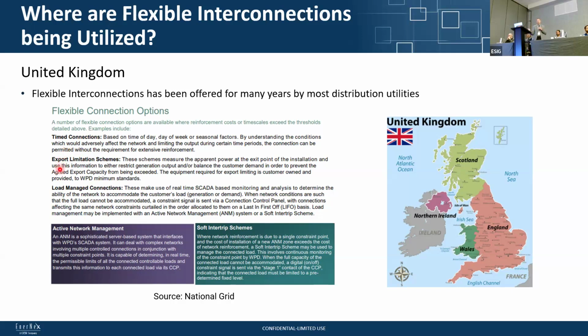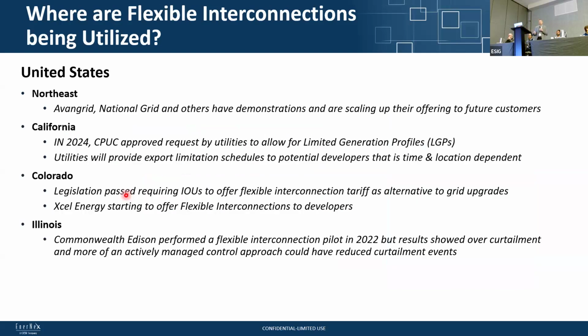They also have an export limitation scheme, which is more of your localized control if you're hitting certain limits at times. And then the most complex, which will be the most costly but will also reduce the amount of curtailment, is what they call load managed connections. This uses real-time SCADA data and the system they have in place to actually monitor it. So even though it's somewhat new and up and coming in the US, there are places using it pretty prevalently, and some areas in the US specifically are really starting to see more of it.